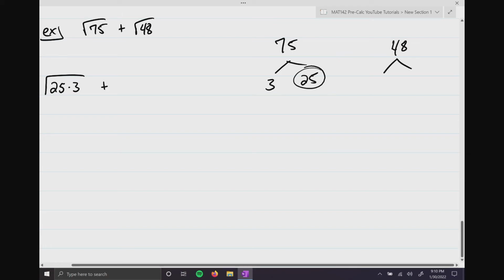Now 48, I'm going to break this one down all the way. And let's see if you remember what I'm doing here. I'll tell you what I'm doing after I'm done, but I want to see if you can remember what technique I'm actually using here. So 48 is really 4 times 12. Now the 4 can be broken down even further to 2 times 2. The 12 can be broken down into 4 times 3. And then this 4 can be broken down into 2 times 2.